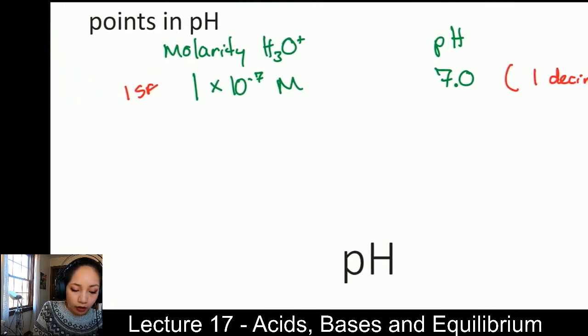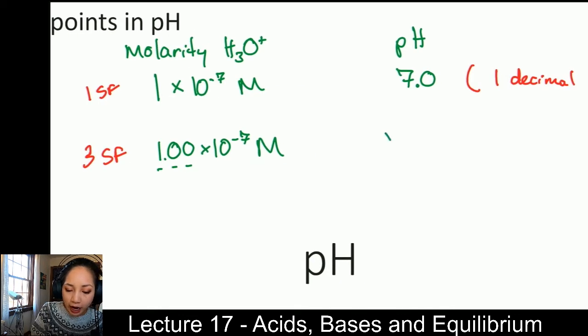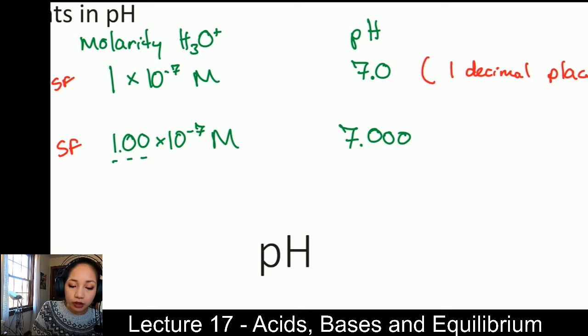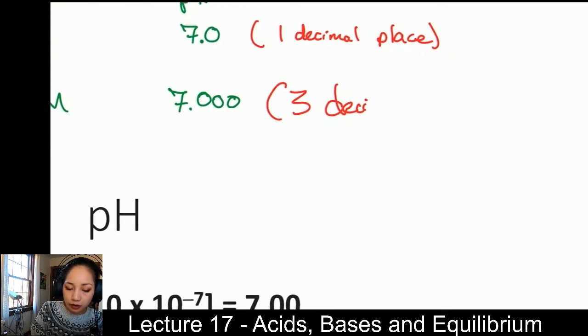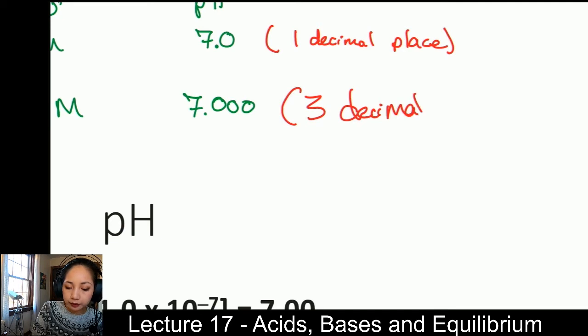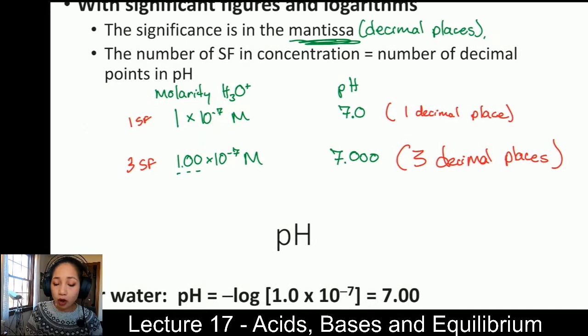And so, let's do another example. Instead of 2 sig figs, since we already did that, let's do 3 sig figs. If our molarity has 3 sig figs, so 1.00 times 10 to the negative 7 molarity, since there's 3 sig figs here, our pH would actually be 7.000. And so this translates to 3 decimal places in our pH value. So those are the rules for logarithms.